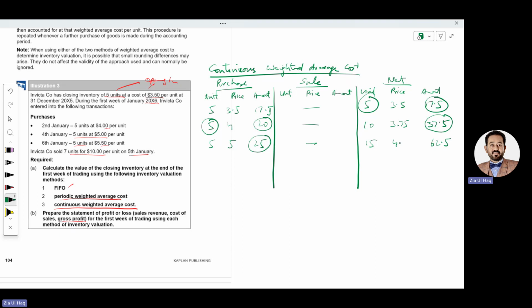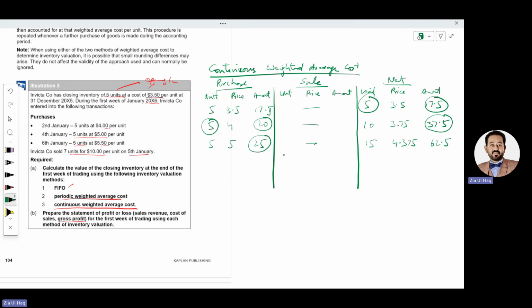Point three, 4.375. Next, what did you do? Okay. Now purchase 5 units on the 6th. But we have a sale on the fifth. Yes, yes. We have sold on the 5th. Now we need to record sales.